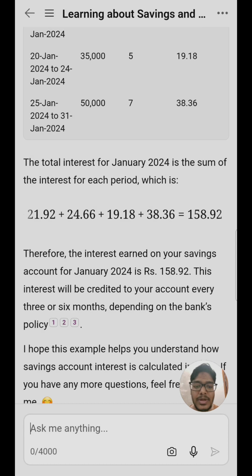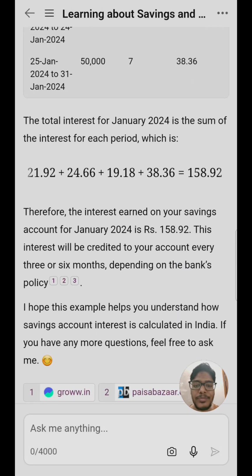The interest will be calculated like this for the consecutive 3 months or 6 months, and then, based on the bank policy, the accrued interest will be deposited to the account holder's account. So this example helps us understand how savings account interest is calculated in India. This is the end of part 1. In part 2, we will try to understand fixed deposit interest similarly.